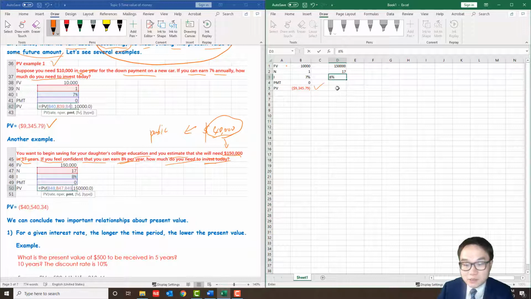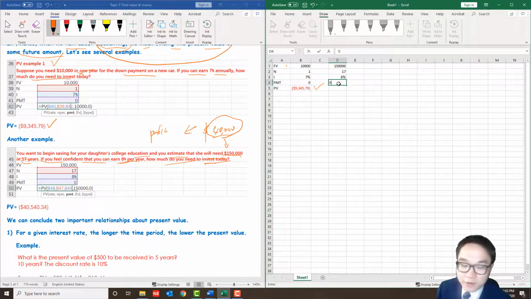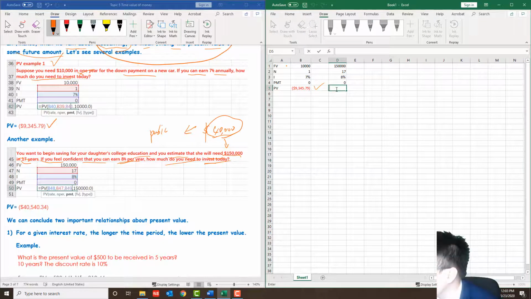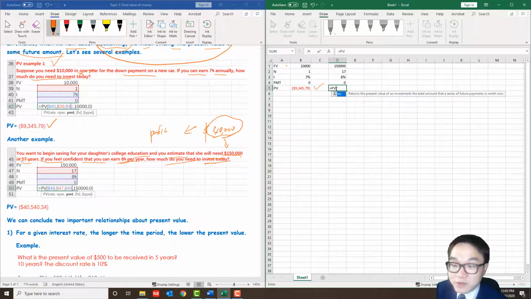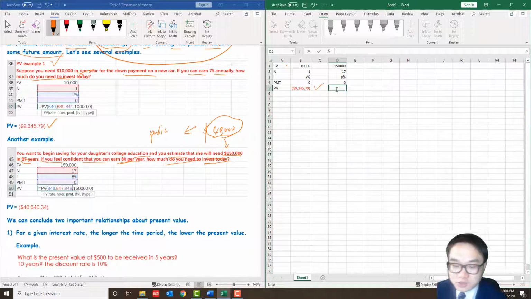We put 8%. Payments, it's 0. Okay, payment is 0. And present value, here you need to input the PV function again. You need to put equal and then put PV. Then you select PV. That's one way to do it. Excel has another smarter way to do it. You can just drag it.